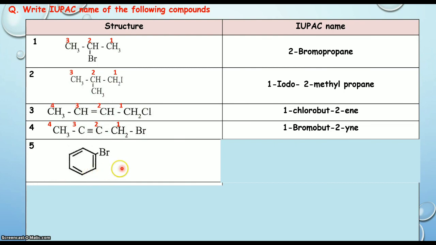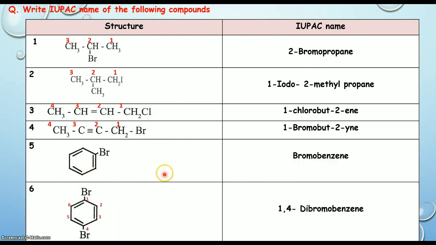Fifth structure, that is bromobenzene. In this sixth structure, 2 bromine atoms are present. The first bromine atom is on the first position of the benzene ring, as well as the second bromine atom is present on the fourth position of the benzene ring. Therefore, the IUPAC name of this structure is 1,4-dibromobenzene.